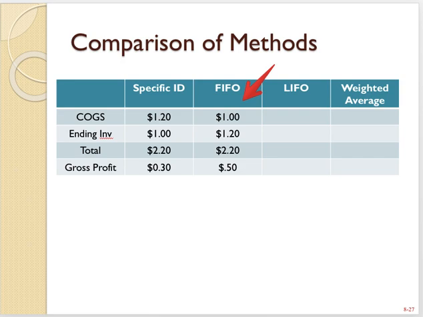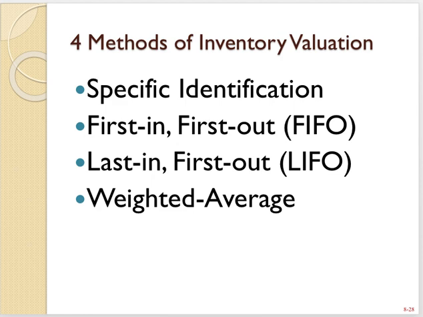Okay, now let's move on to the next assumption. And that's similar to the one we just did, but a little bit different. This time we're going to assume last in, first out. So the last or most recent stuff we bought is the first stuff that we're going to sell.